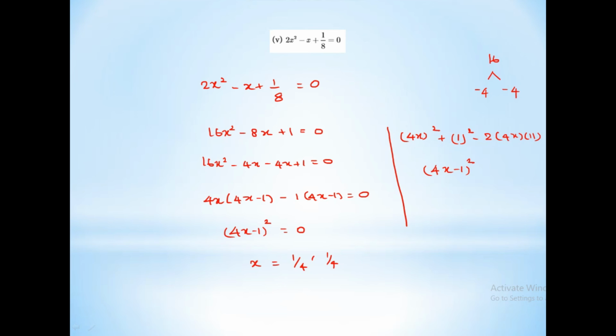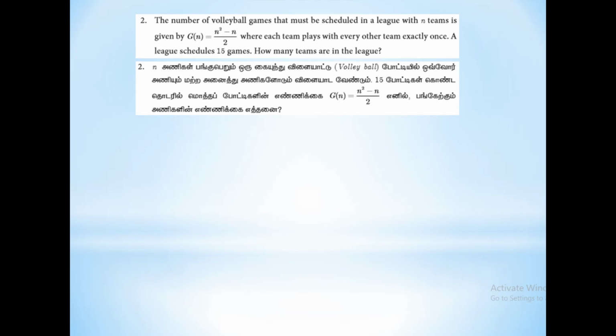Direct on the answer. The number of volleyball games that must be scheduled in a league with n teams is given by g of n equal to n square minus n by 2, where each team plays with every other team exactly once. A league schedules 15 games. How many teams are in the league? So n is the number of teams, and based on the number of teams, they decide how many games to schedule in the series. The formula is g of n equal to n square minus n by 2. Here the number of teams is not given, but the number of games to be scheduled is given. So 15 equal to n square minus n by 2. So 30 equal to n square minus n. So n square minus n minus 30 equal to 0.